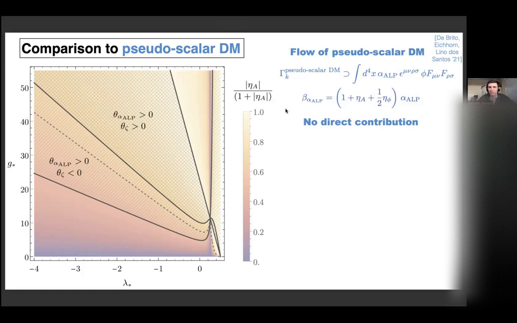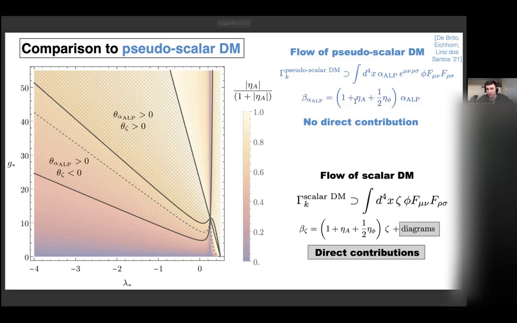Because of the structure of the coupling between the pseudoscalar dark matter and the gauge fields, the flow is actually very, very simple for the alp coupling, the axion-like particle coupling. The flow is only coming from indirect contributions, in the sense that it comes from anomalous dimensions of the gauge field and scalar field. And so there are no direct contributions.